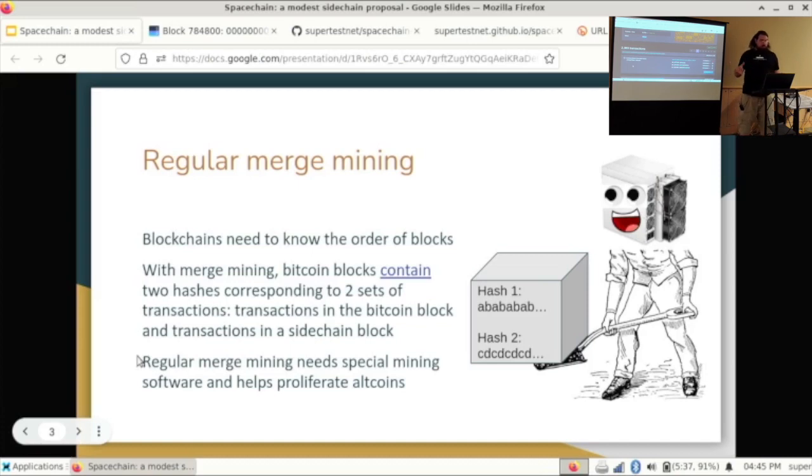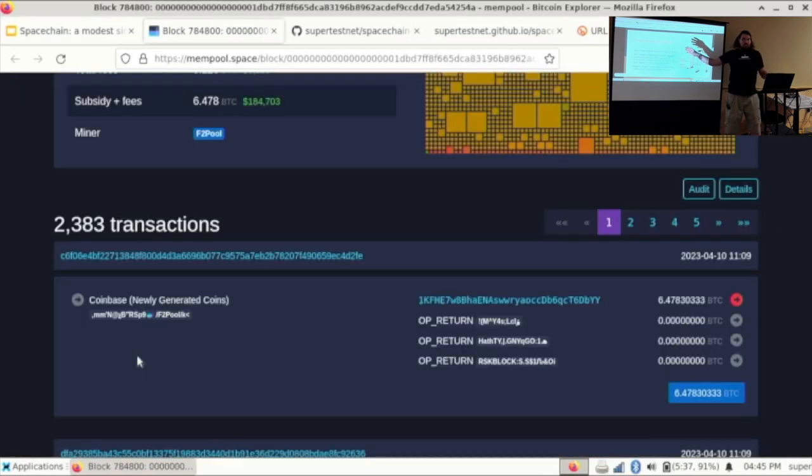So every Bitcoin block has one of these hashes of all the transactions that are in it. There's a small little data piece there. I'm representing that right here with just a small little piece of data that represents all the transactions that are in that block. But with merge mining, you put two of those in the block. You put a second one in, and the second one corresponds to all the transactions in a second blockchain's block.